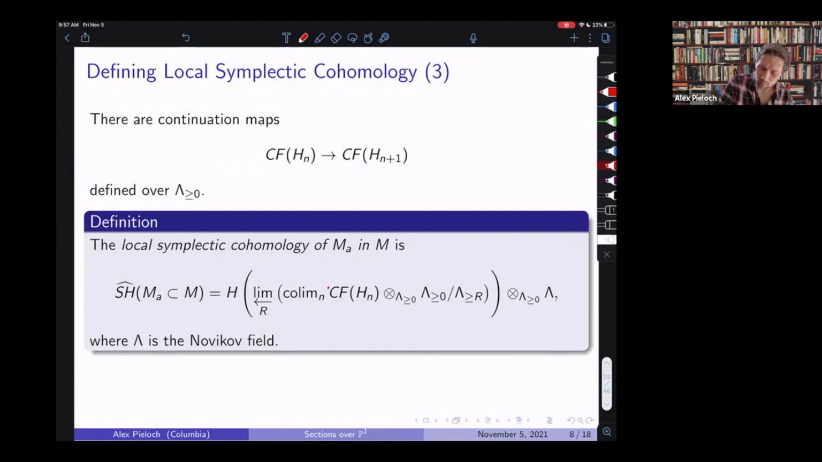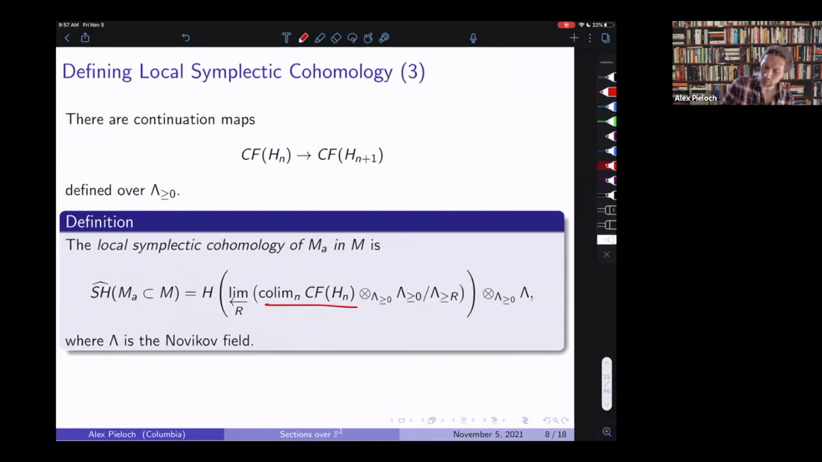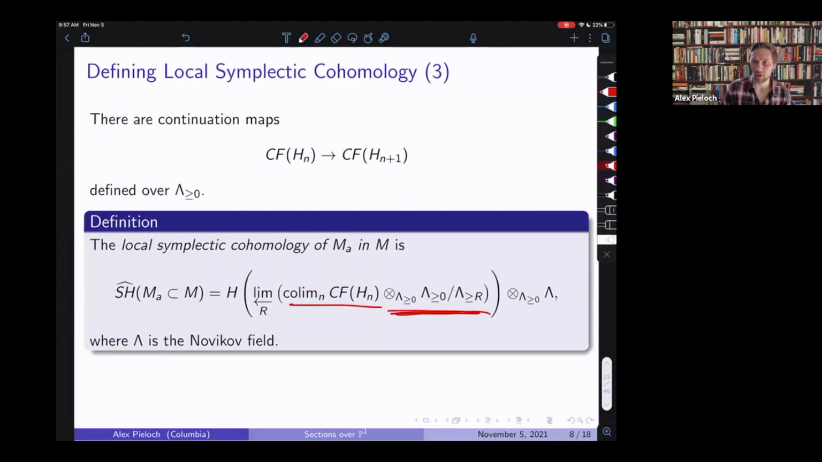So what we do is we start with these finite dimensional pieces, these H sub n's, and then we take their colimit with respect to our continuation maps. So this produces some infinite dimensional complex. And then we take the completion with respect to our Novikov parameter, or the valuation of our Novikov ring. Okay, then we take cohomology and then we kill finite bars. So for the sake of this talk, we tensor with the Novikov field.